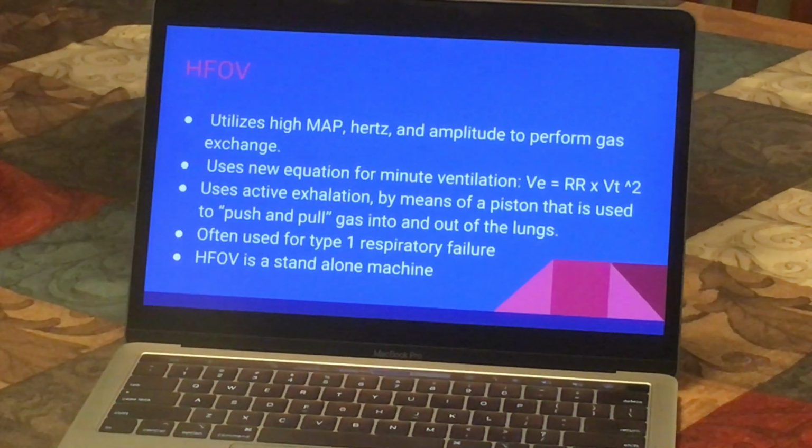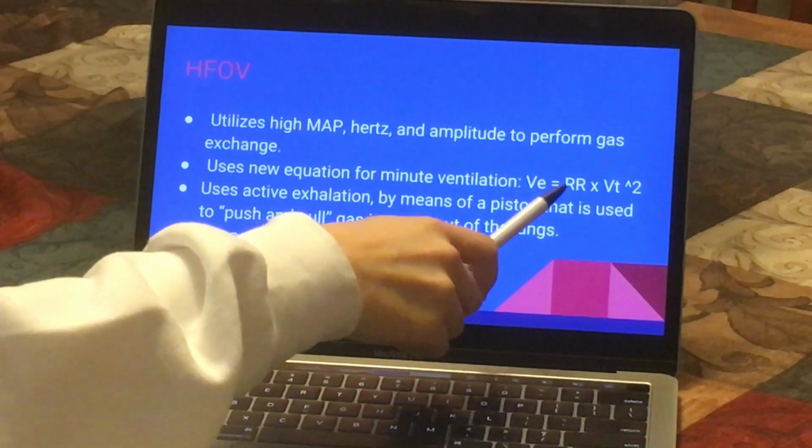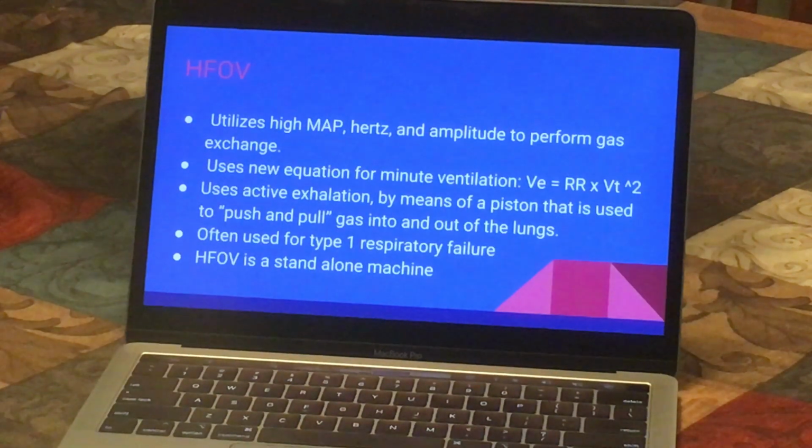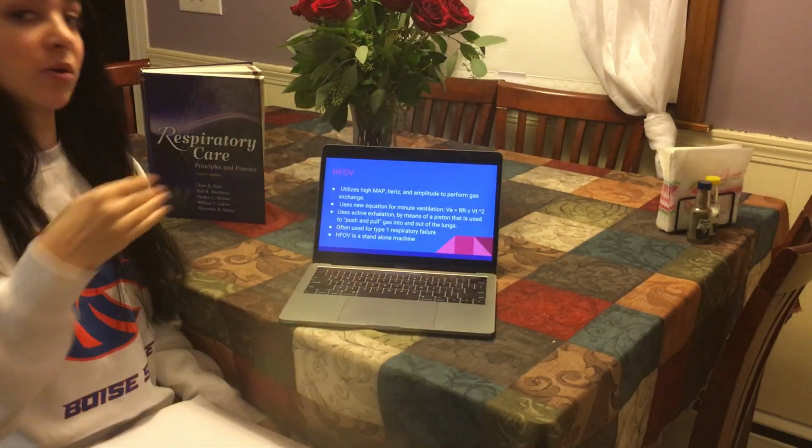The jet uses the standard equation for minute ventilation that we use with our conventional ventilator, which is just ventilation is your rate times your tidal volume. You don't square it. Now, the oscillator is also active inhalation, obviously, and active exhalation. It pushes air in and it pulls air out.